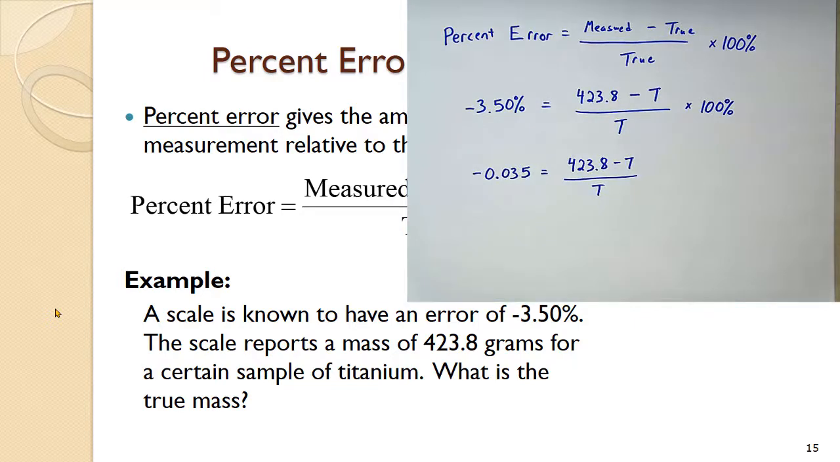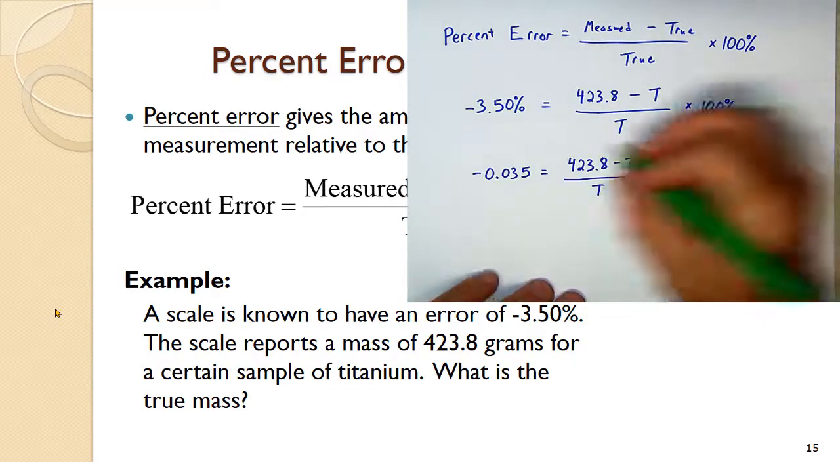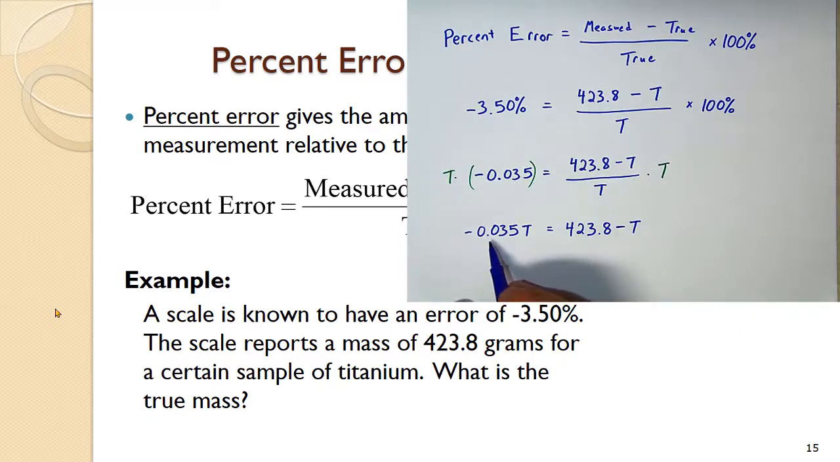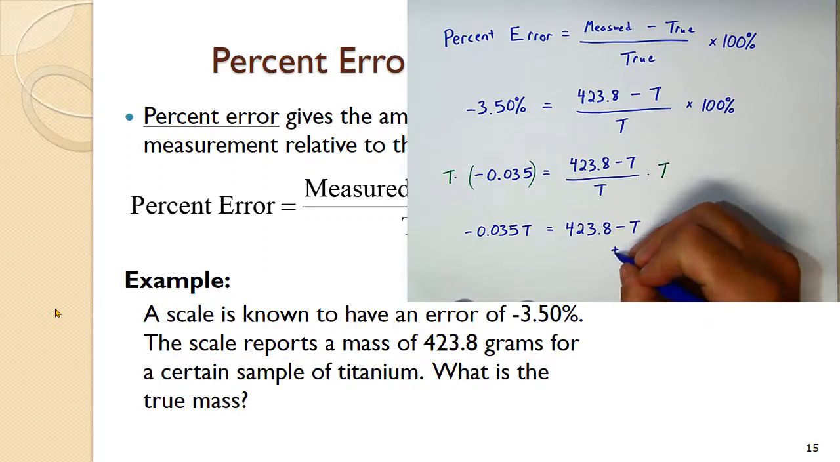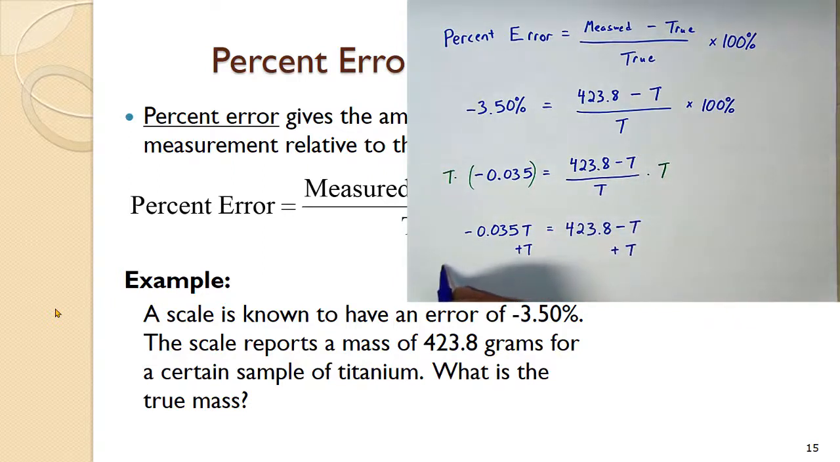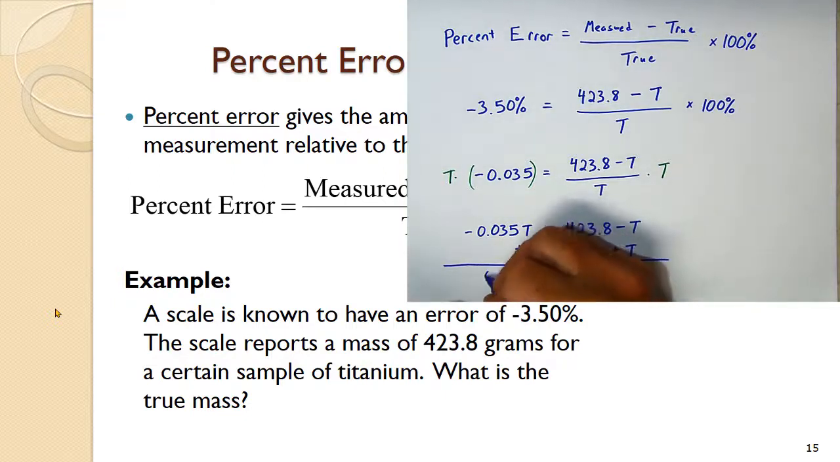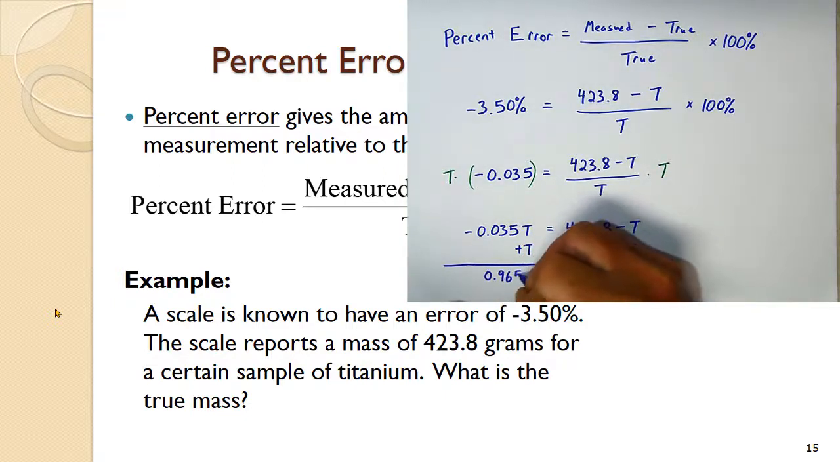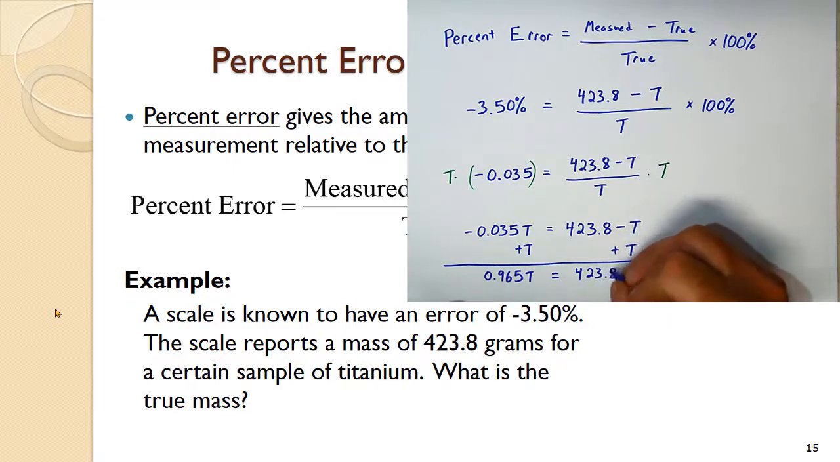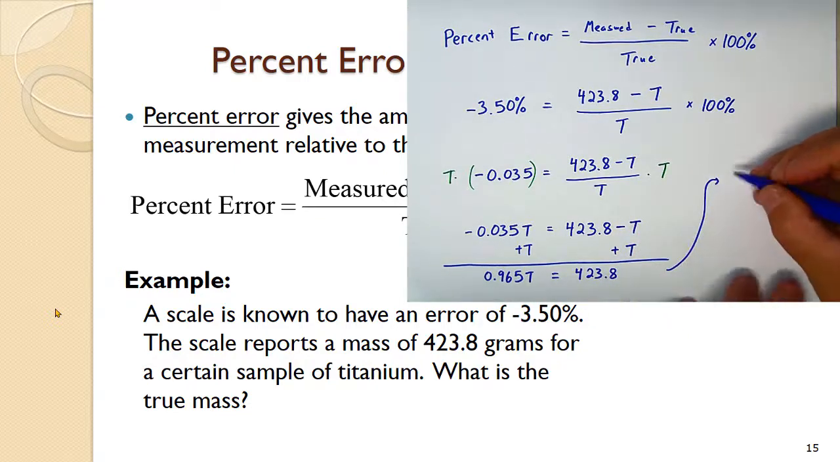Now we'll multiply both sides by t to get rid of that fraction. That gives us negative 0.035t equals 423.8 minus t. Once again, we're going to add t to both sides. That's like adding one whole t, so be careful when you do that. Negative 0.035t plus one whole t is 0.965t. Equals 423.8, and we're almost there. Now we can just divide to find our answer.